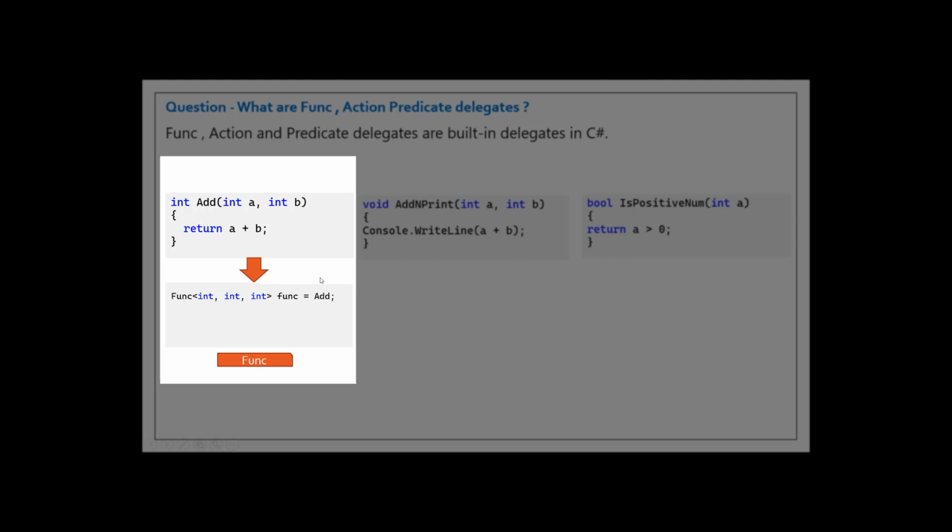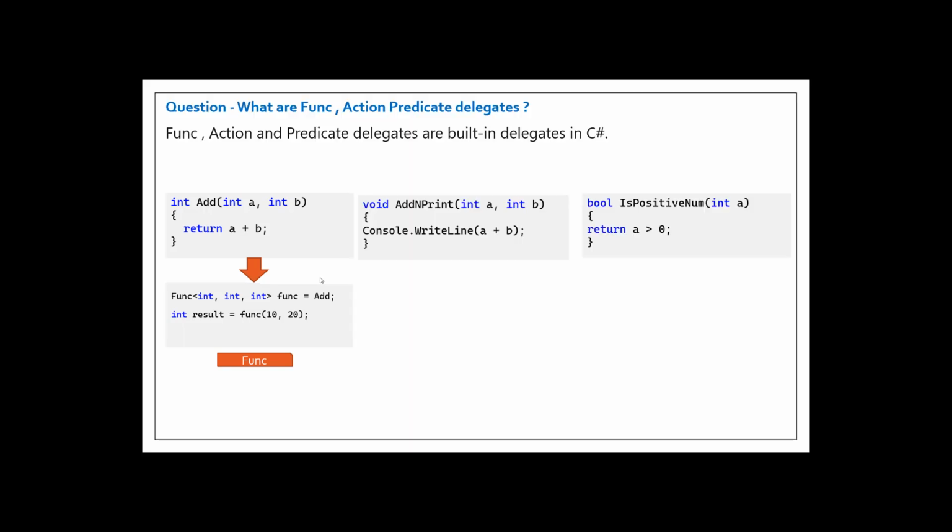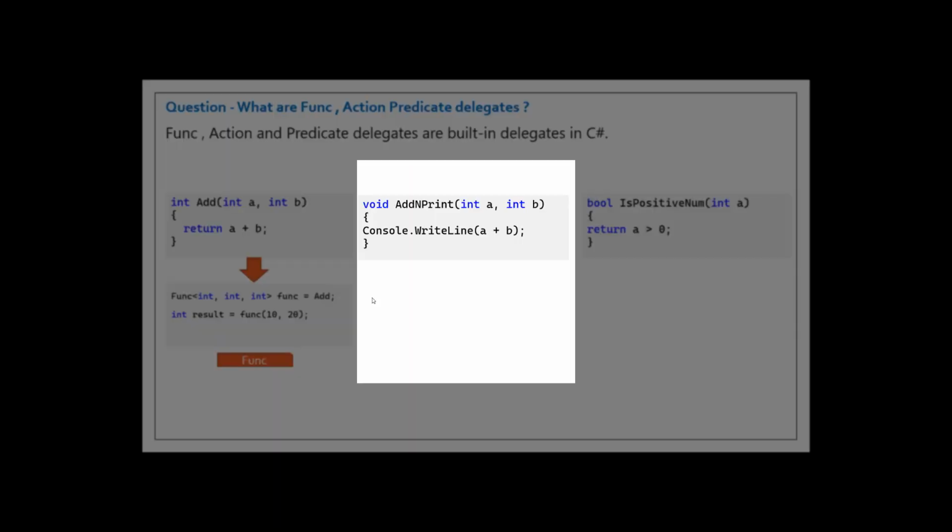How to call Func? This is similar to a delegate. We can just pass two parameters to the object and we will get the result. Let's demonstrate how to write Action. So here we don't have any return type. In add and print we have two integer parameters.